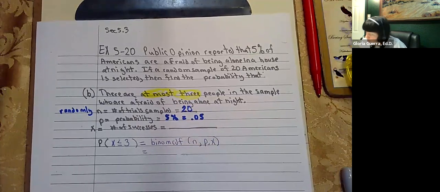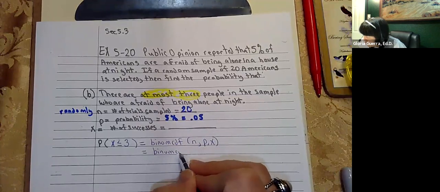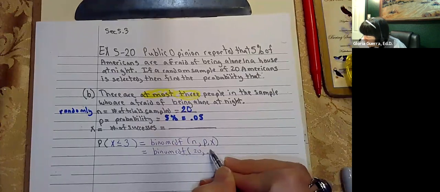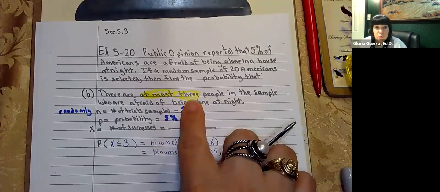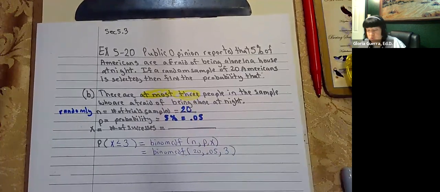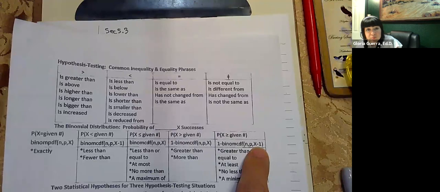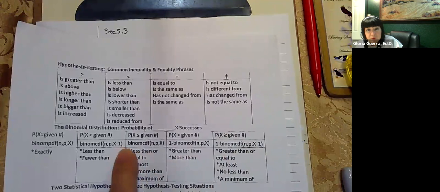Okay, and then we start doing our substitutions. Binomial CDF, N is 20, P is 0.05, and then X is at most 3, so X is 3. And this one doesn't have any subtraction. It wasn't under this column here where you have to do X minus 1. These are the only ones where you have to subtract X minus 1.